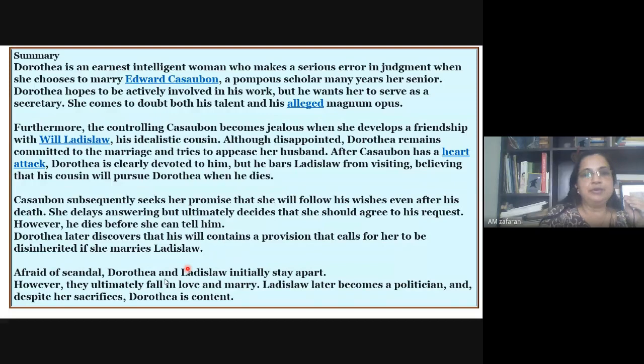Afraid of scandal, Dorothea and Ladislaw initially stay apart. However, they ultimately fall in love and marry. Ladislaw later becomes a politician, and despite her sacrifices, Dorothea is content. So this is basically what the story is about. But they are not the only characters. There are other characters also.